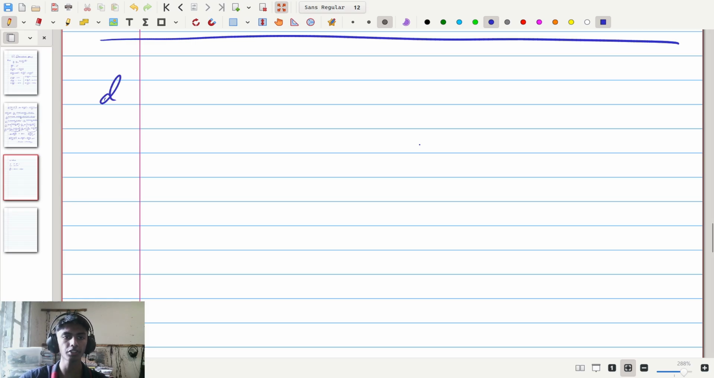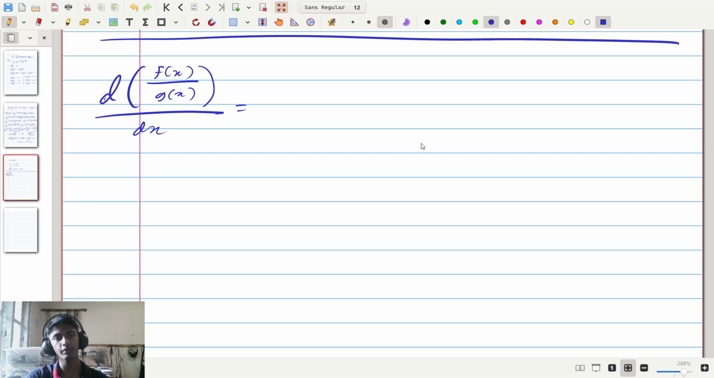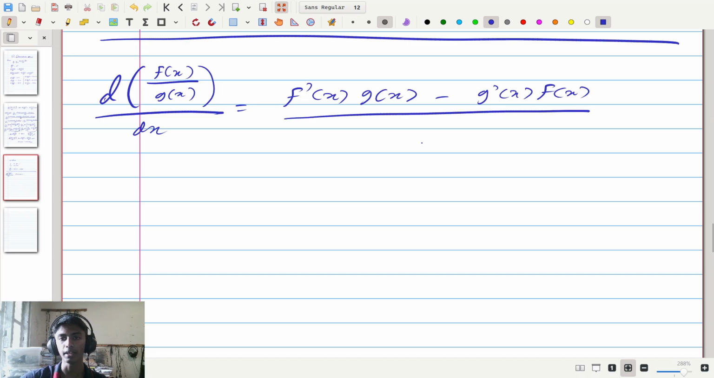Specifically, what the quotient rule says is that the derivative of one function f(x) divided by another function g(x) with respect to x is equal to, and I'm not going to write this in the normal format of writing with d over dx, because I don't really want to do that. Instead, I'm going to write it using the prime notation. So using prime notation, this is going to be equal to f prime x times g(x) minus g prime x times f(x), all divided by g(x) squared.